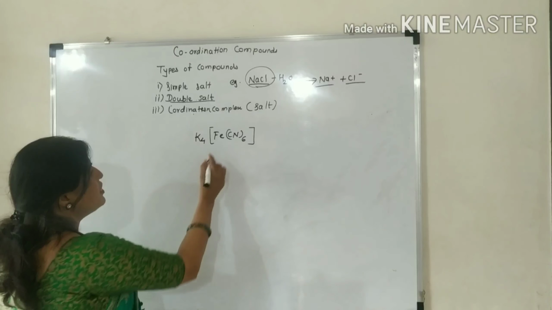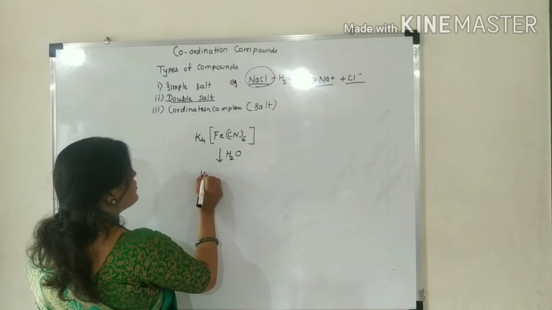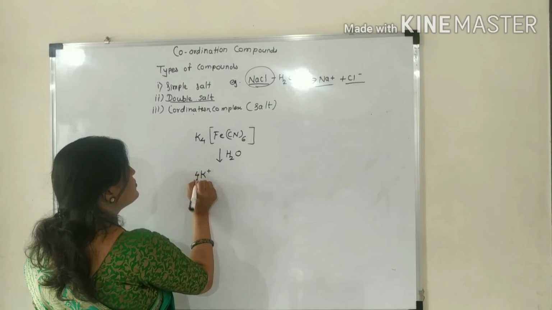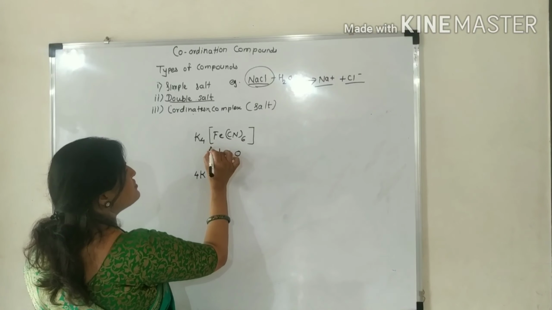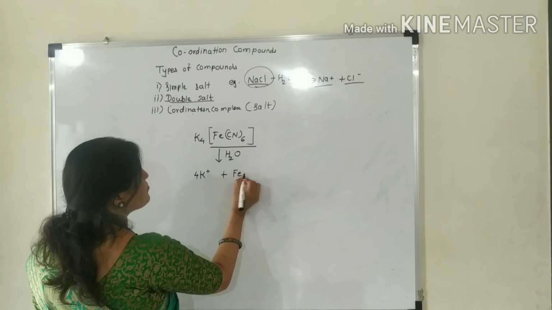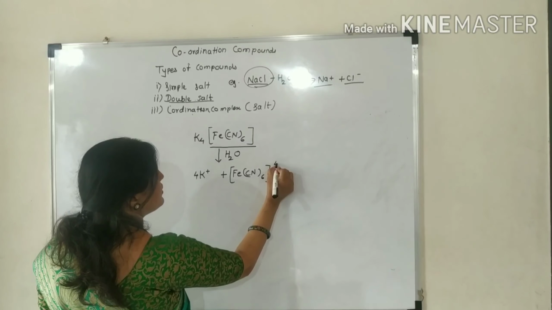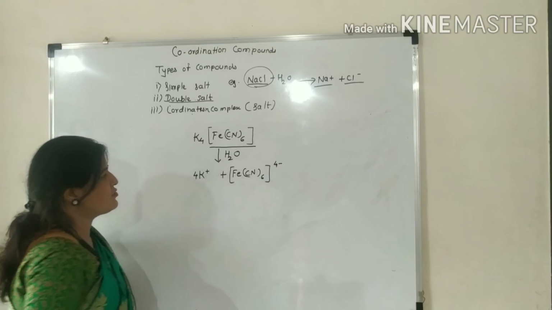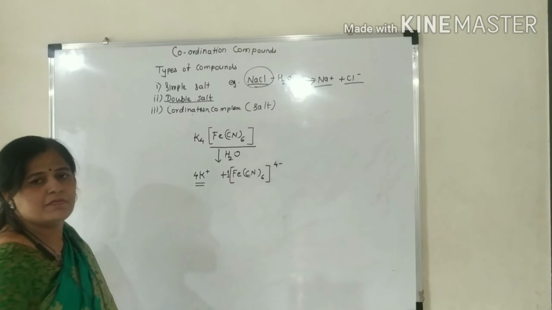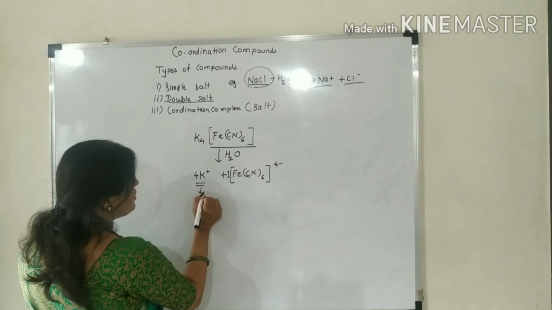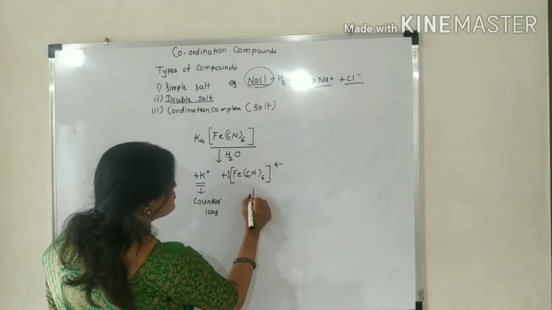When this coordination salt is dissolved in water, it gives 4 K plus ions plus one complex ion. The complex ion is [Fe(CN)6], in square brackets, which carries a minus 4 charge. You will get 4 K plus ions and 1 [Fe(CN)6] 4 minus ion. These 4 K plus ions are called counter ions, and this is called the complex ion.